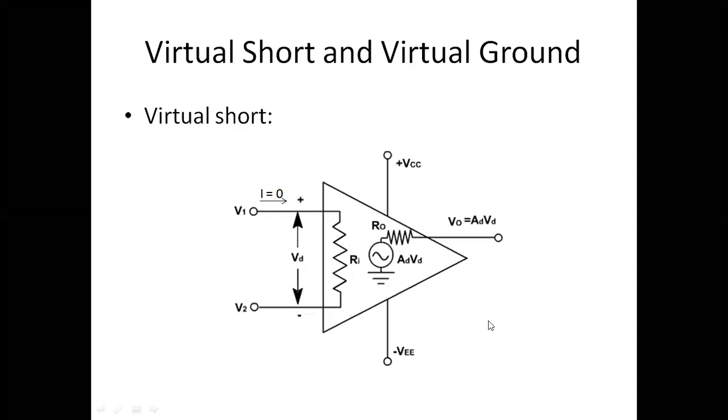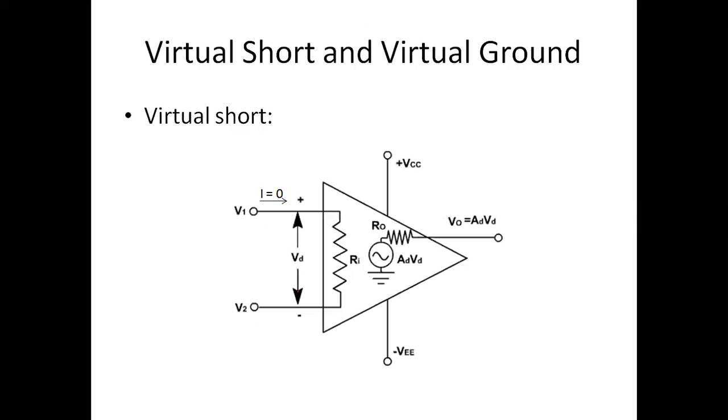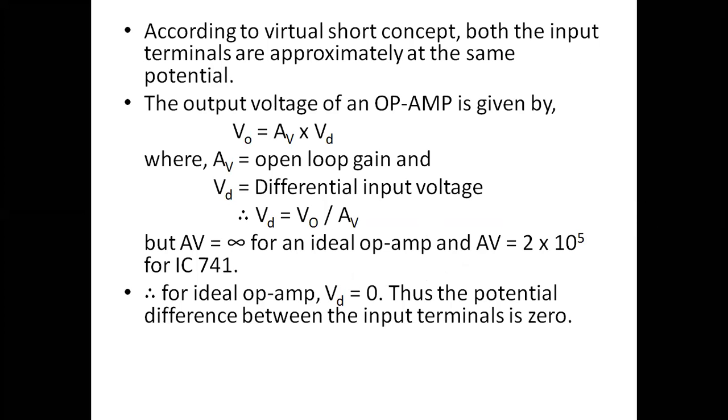So here we are supposed to study about the virtual ground and the virtual short. As the name defines, first we will see about the virtual short. We are using the same circuit here also for the IC741. Here we are taking the gain, that is the differential gain, equal to VO upon VD, where VD means V1 minus V2.